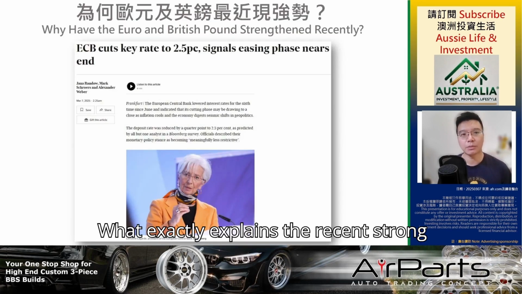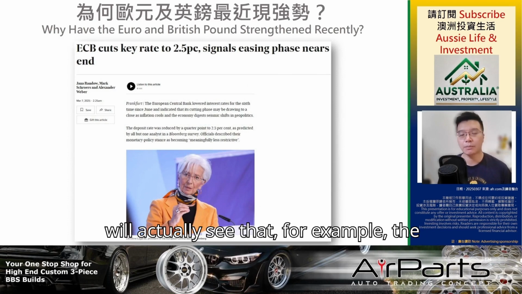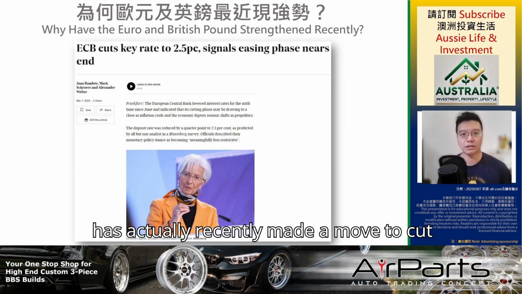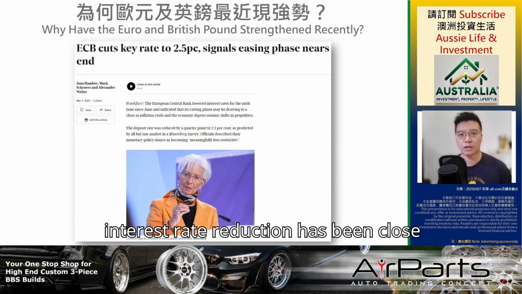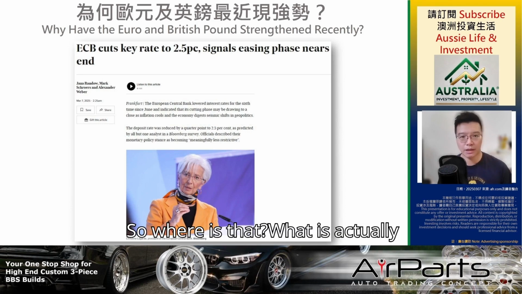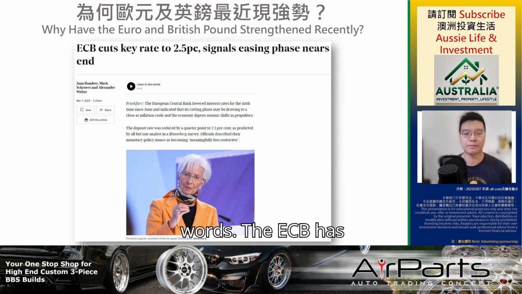What exactly explains the recent strong rise of the euro and the pound is that we will actually see that, for example, the ECB, the European Central Bank, has recently made a move to cut interest rates. In fact, the cumulative interest rate reduction has been close to 1.85%, but it is too late.